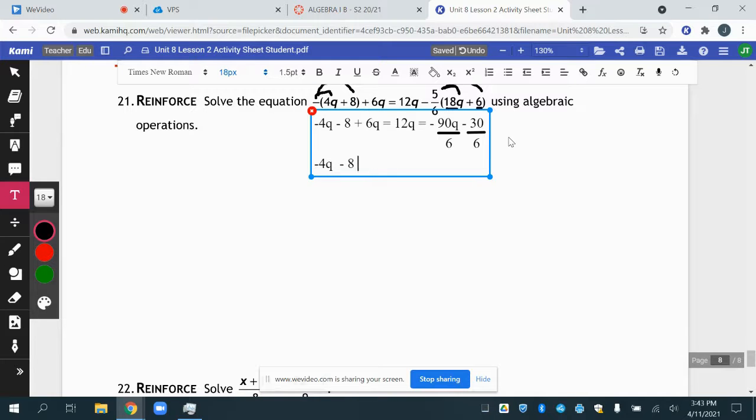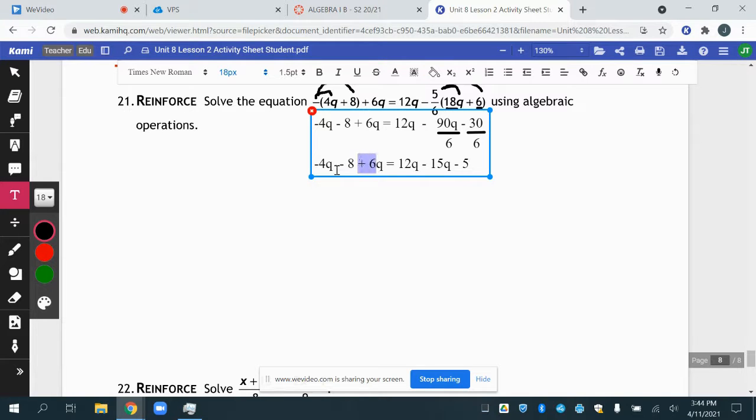Minus 6q or plus 6q equals, right, I'm realizing that this is actually supposed to be a minus, isn't it? Oops. All right. Okay, so back to the proper thing, 12q minus 15q minus 6, no, 5.